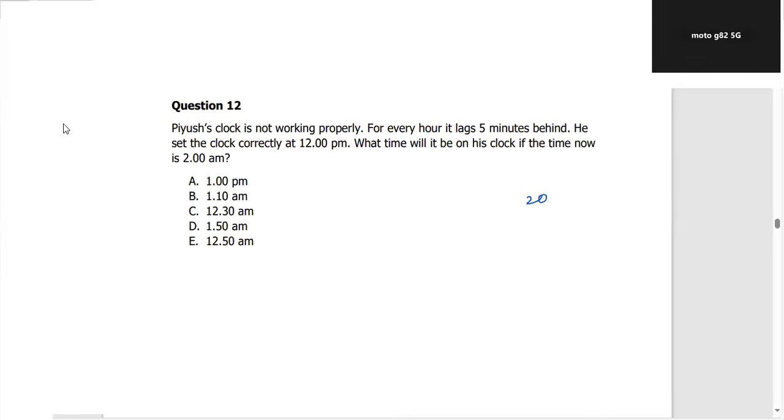Now, question number 12. Piyush's clock is not working properly. For every hour, it lags 5 minutes behind. He sets the clock correctly at 12 p.m. What time will it be on his clock if the time now is 2 a.m.? So basically, how much time has passed from 12 p.m. to 2 a.m.? How many hours have passed? 14 hours have passed. Okay.